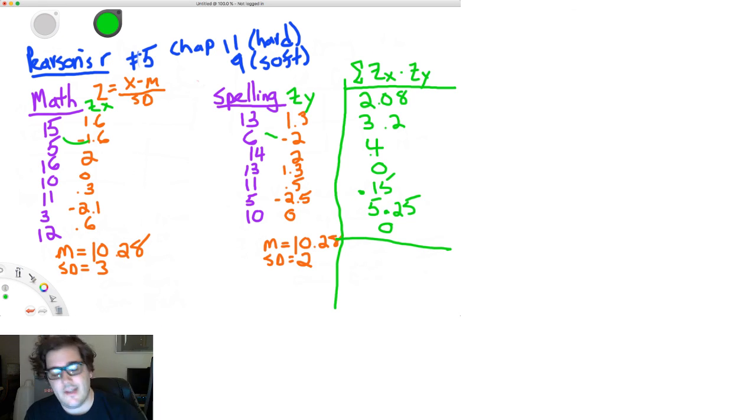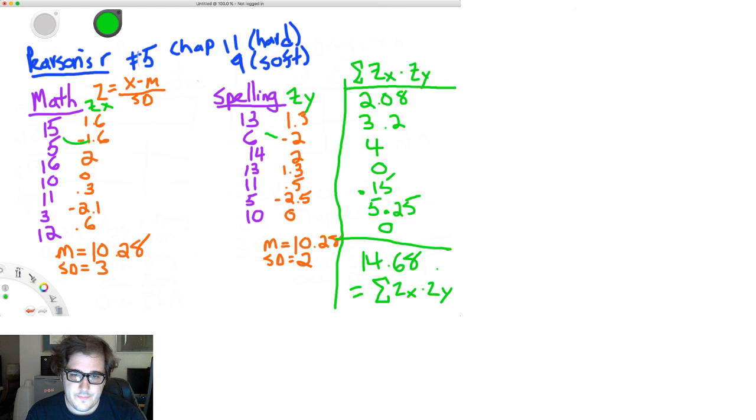And now, so that is zx times zy. Remember, z's will be given to you. You multiply them together, you get these numbers. You get one number for each pair of observations. Now you add them all up. So 2.08 plus 3.2 plus 4 plus 0 plus 0.15 plus 5.25 plus 0 equals 14.68. So this is your sum of zx times zy.